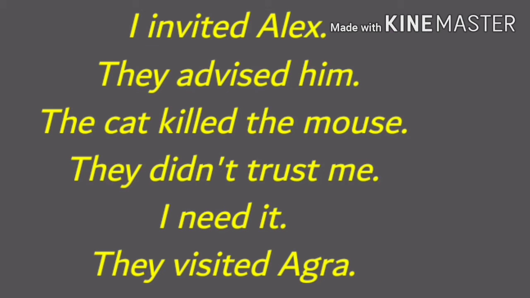Look at the last sentence. They visited Agra. Agra is a noun and that noun is used as the object of this sentence. So it is said to be in accusative case or objective case. So look at the objects: Alex, him, mouse, me, it, and Agra. All these nouns and the pronouns are in accusative case.